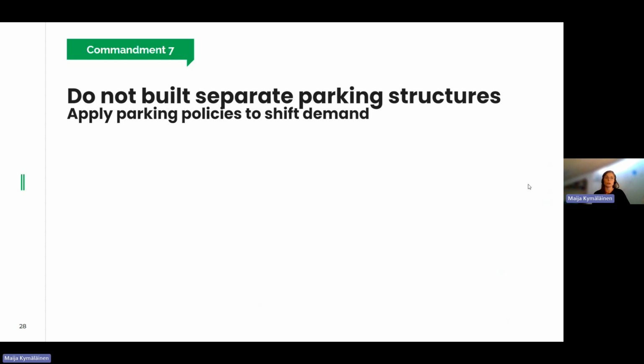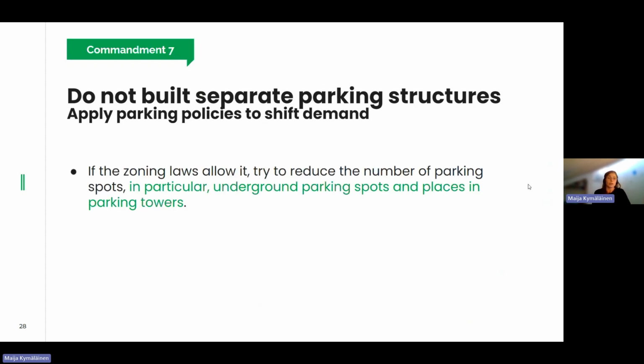Commandment 7 is to not build separate parking structures, but apply parking policies to shift demand if possible. So parking structures are basically always concrete and will result in quite a large amount of embodied carbon, basically regardless of the design. So if the zoning laws allow it, try to reduce the number of parking spots, in particular the underground parking spots and places in parking towers. So it should be handled preferably with open spaces.